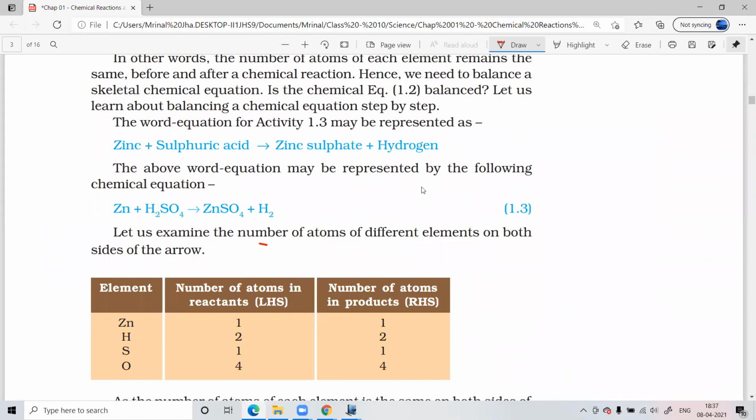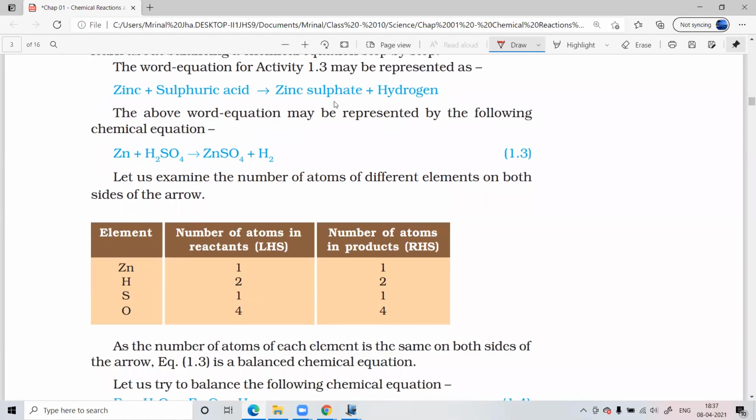We had done balancing for this one. Up to here, we had completed, right? Zinc plus H2SO4, ZnSO4 plus H2. And we saw that this was already balanced. There was nothing to balance here. Zinc was 1 here, hydrogen 2, sulfur 1, oxygen 4. Same thing on the RHS also. So there was nothing to balance. This equation is already balanced.